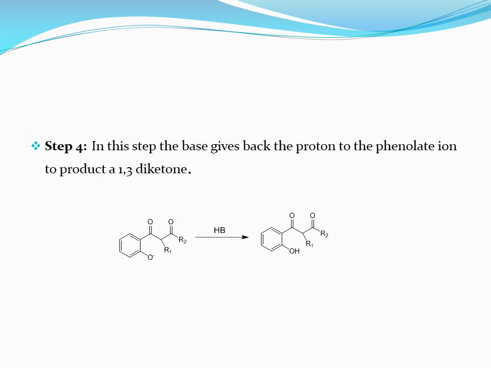Step 4. This is the last step of this reaction. In this step, the proton abstracted by the base in the first step is given back to the phenolate ion, so that the product 1,3-diketone is formed. Now we can see here it is the final product of our Baker-Venkataraman reaction.